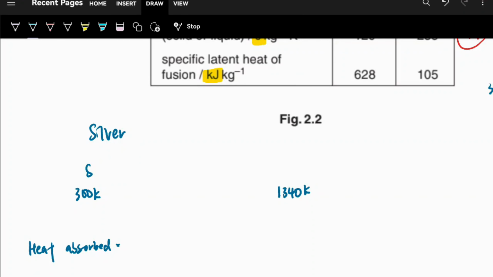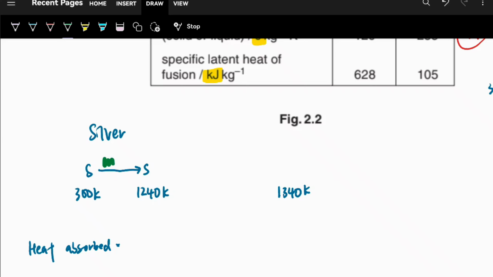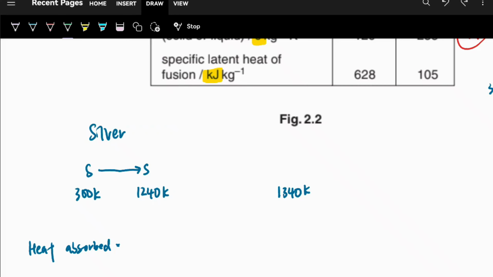Then, of course, it increases its temperature. It reaches its own melting point, which is 1240 Kelvin. Of course, same phase. Still the same phase, just that temperature change. This is where specific heat capacity comes in. And this is where you put your formula, M C theta. Right. Same phase, but different temperature.